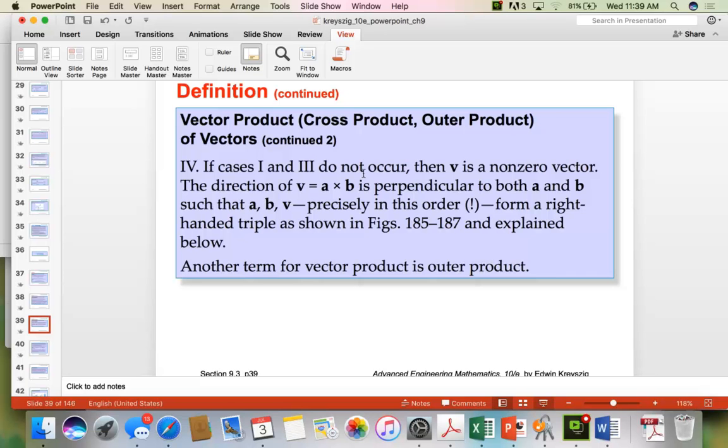The direction of the cross product vector. So the output of the cross product is a vector, and the direction is that it must be perpendicular to both A and B. So if you take your right hand and you place it in the direction of vector A and you move it toward vector B, the direction in which your thumb points is the direction of the cross product vector.